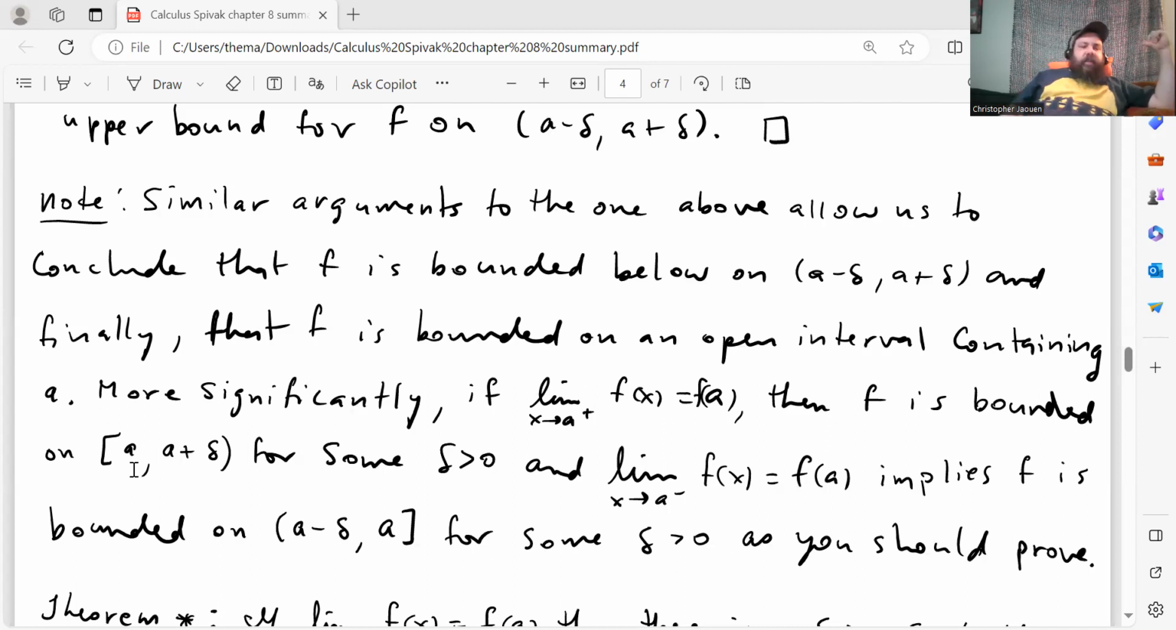We really haven't talked about topology, but this is sort of like the subspace topology on R for the interval a, b. But anyway, it'll be true on this interval. For some delta greater than 0 and limit x goes to a from below, f of x equals f of a implies f is bounded on the interval from a minus delta to a, including the upper bound a, for some delta greater than 0, as you should prove.